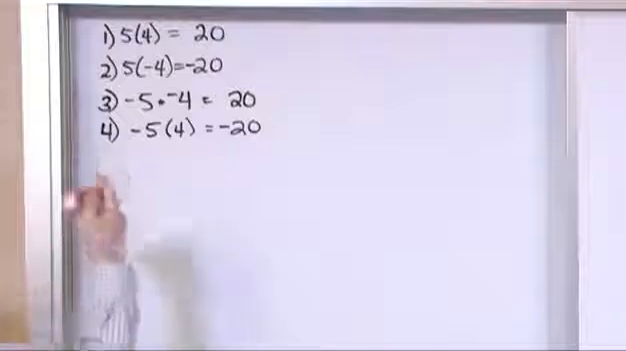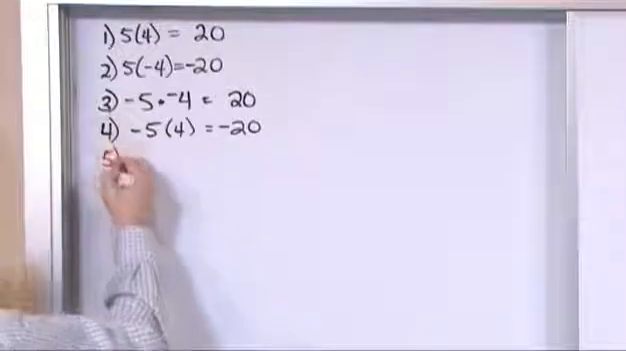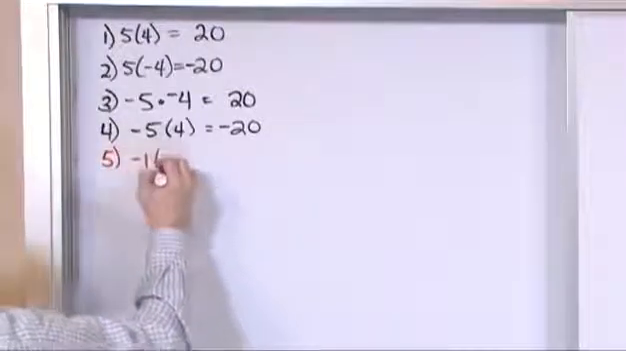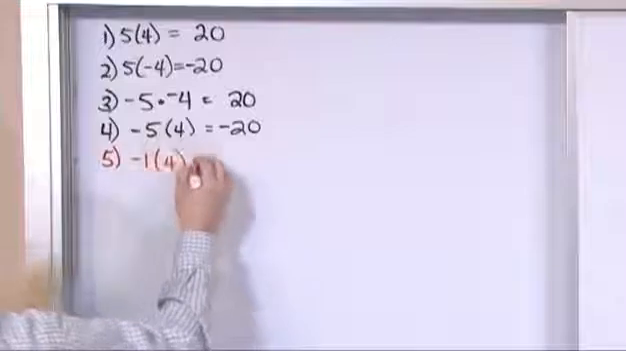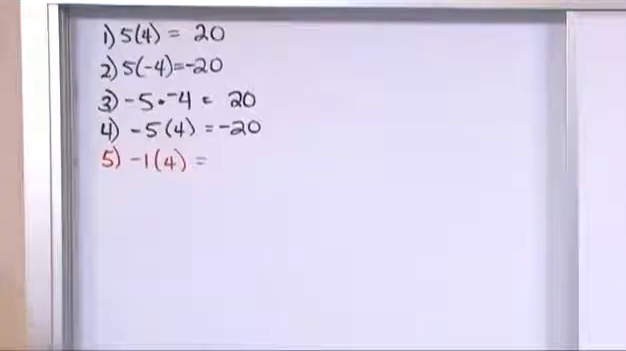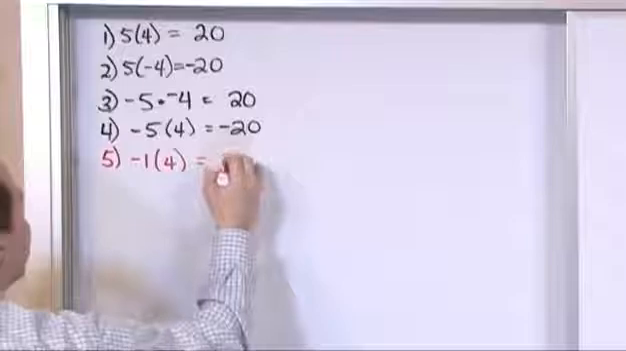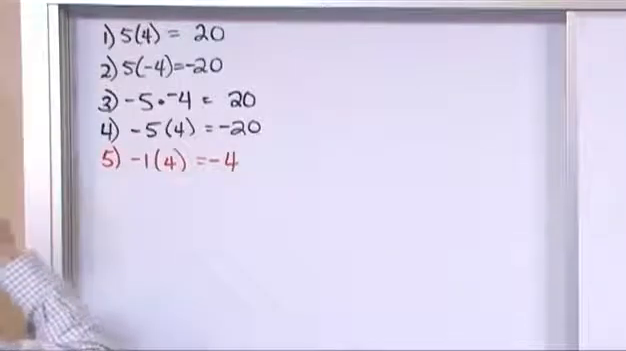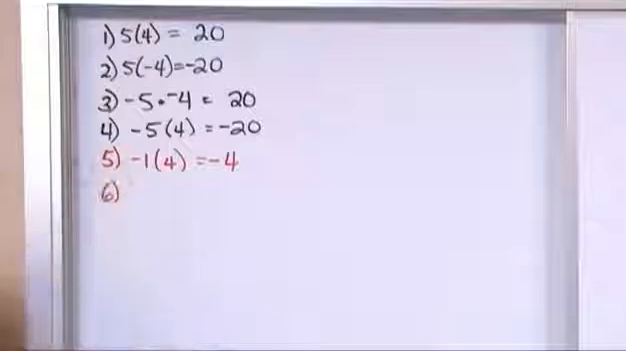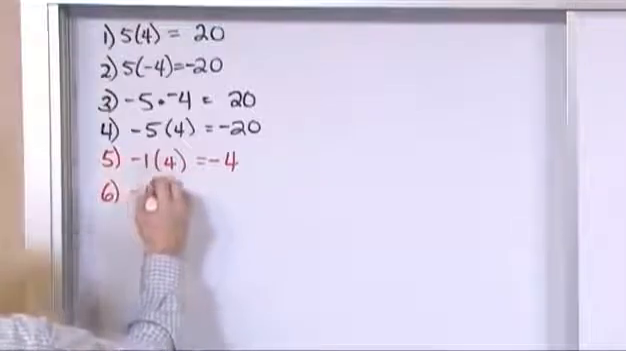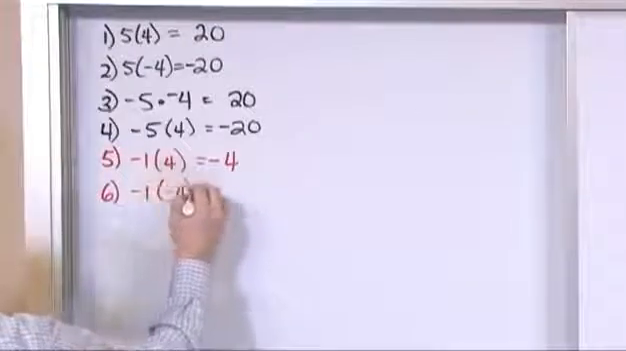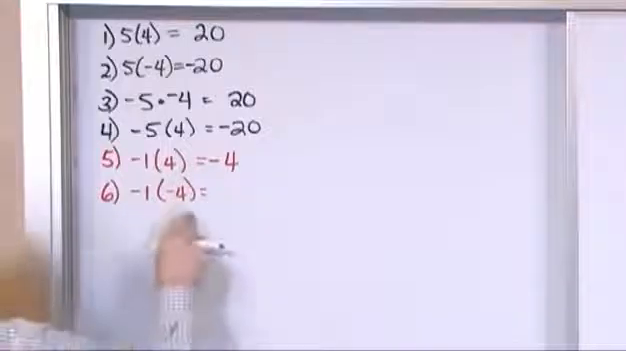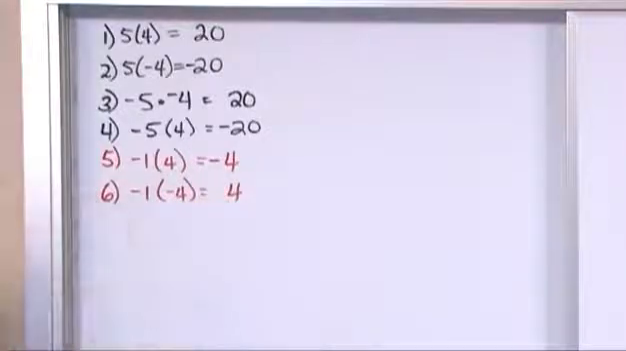So let's say for number 5, we'll have negative 1 times 4. Negative 1 times 4. Well, 1 times 4 does give us 4, and the answer has to be negative because the signs are different. Negative times positive. So number 6, let's call it negative 1 times negative 4. 1 times 4, again, gives us 4, and the answer in this case is positive because negative times negative gives us positive. The signs are the same.